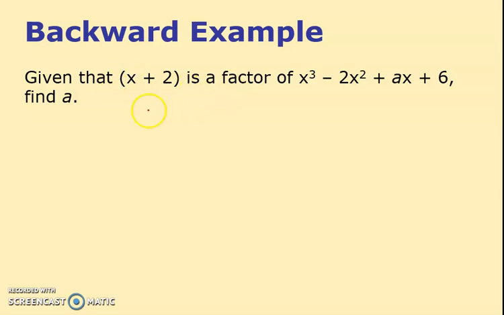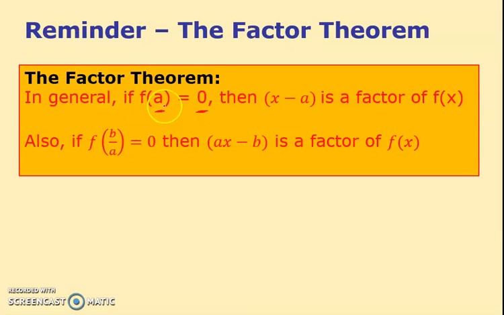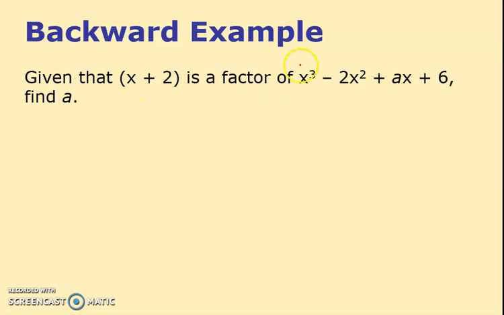So given that x plus 2 is a factor of this, find a. Let's just remind ourselves, if x plus 2 is a factor, then I can put the number in and I get 0. So let's pretend this is f of x equals that lot. Therefore, f of minus 2, I put minus 2, notice I changed my sign, into my function. So it's minus 2 cubed, minus 2 lots of minus 2 squared, plus a times minus 2, plus 6. And the critical thing is it's a factor, so therefore it equals 0.